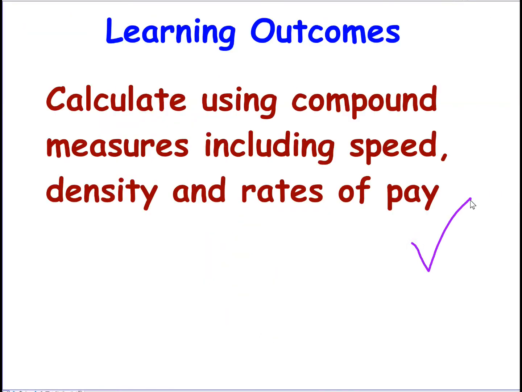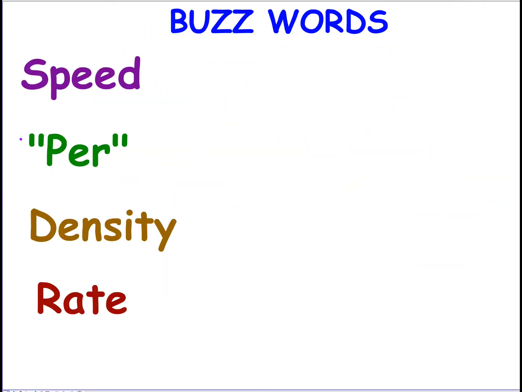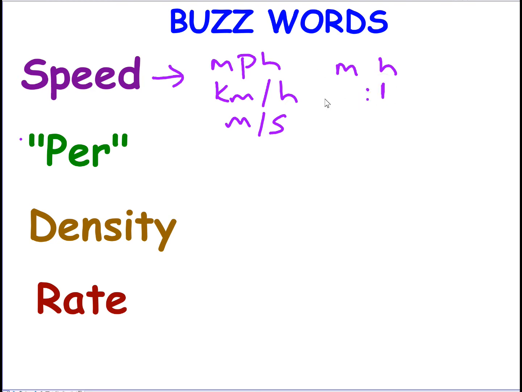So that completes our learning outcome, which was to calculate using compound measures, including speed, density, and rates of pay. Okay, let's have a quick recap with our buzzwords. The first buzzword we came across was speed. These are very specific problems you are most likely to get in your exam. So speeds are miles per hour, or kilometres per hour, or metres per second. There's two ways of dealing with them. You can use the ratio method, where you have miles against hours, and the per means you're first forcing the hour to be the number 1, so 40 miles per hour.